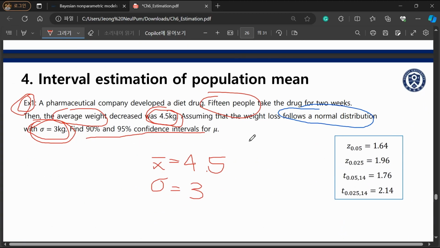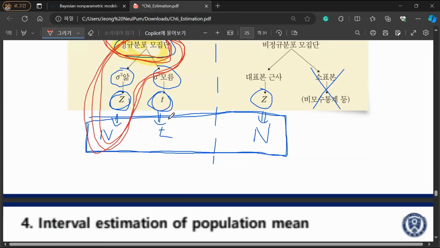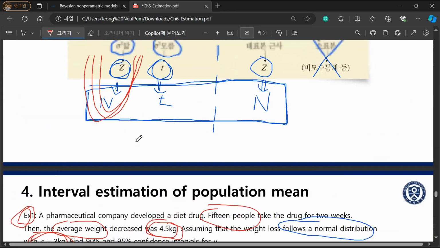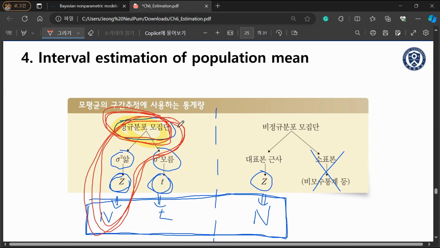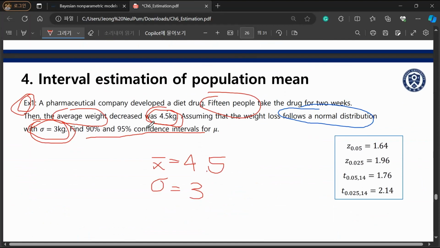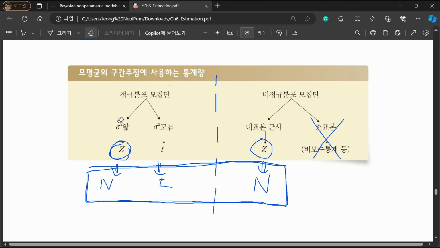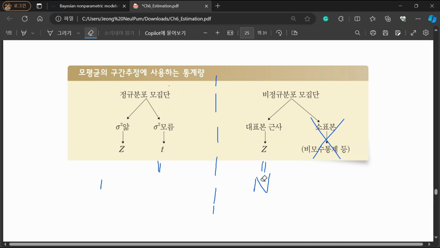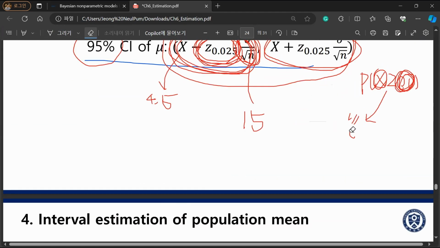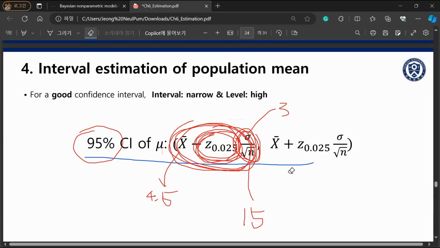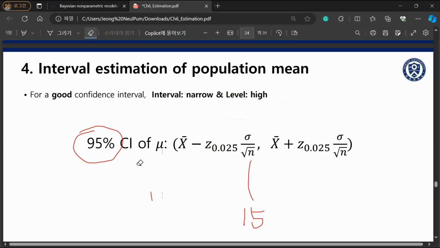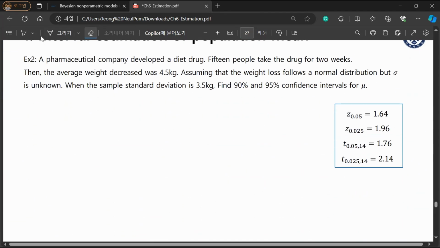Actually, if you are already familiar with how to use the qnorm function or any probability thing, I think there will be no difficulty in solving this kind of problem. So that's it. Let me erase everything, and let's go to the second question.